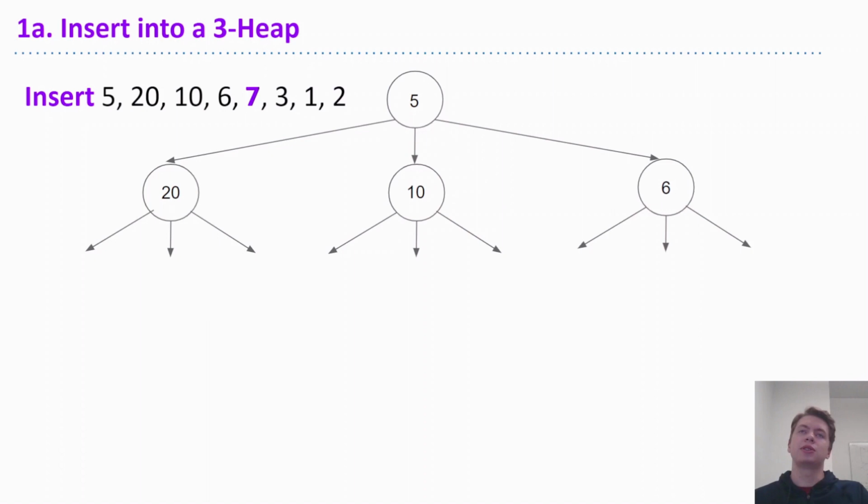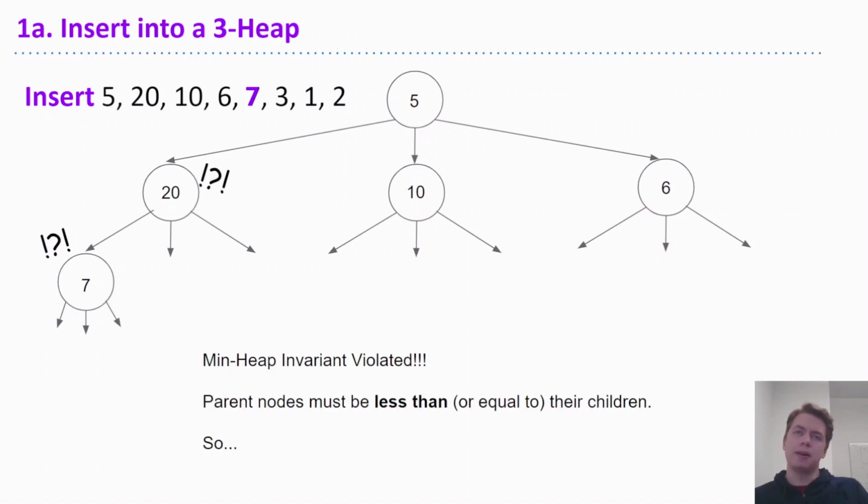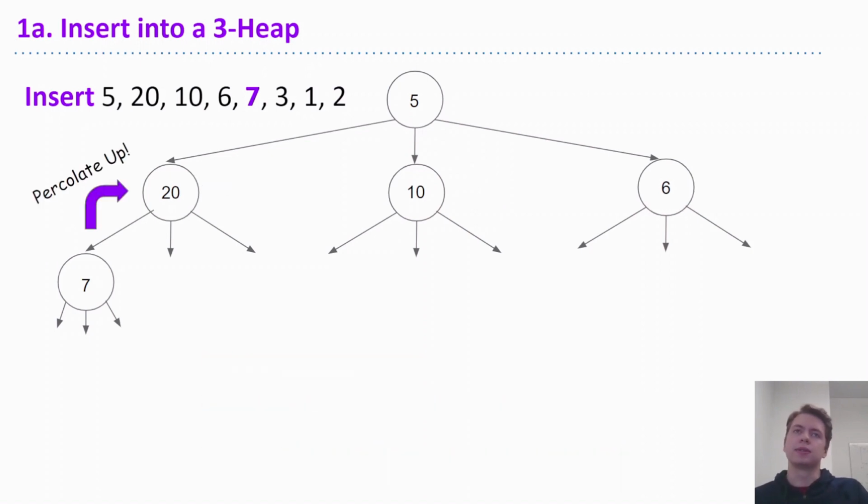Now if we were to insert 7 into the last leaf position, we have violated our heap ordering property because 20 is not less than 7. So we have to percolate up and flip these two nodes. And boom, now our heap ordering invariant is restored.